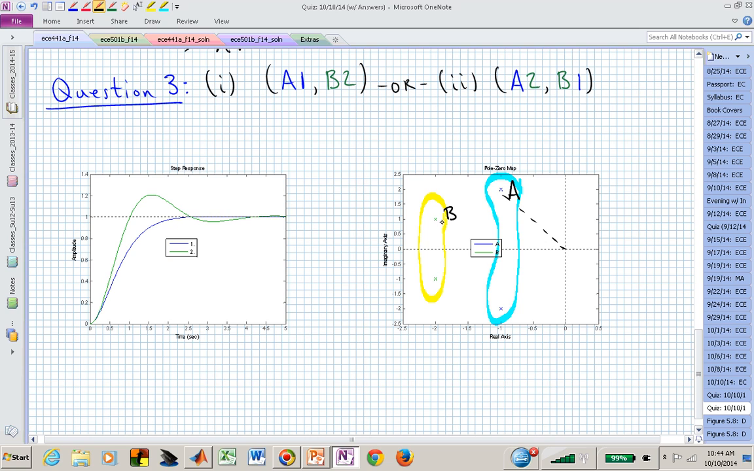and the angle associated with A, the angle of the poles for A, it's bigger, and so we would expect more percent overshoot from the poles relative to A, which would seem to say that this green would be A because of the percent overshoot relationship.